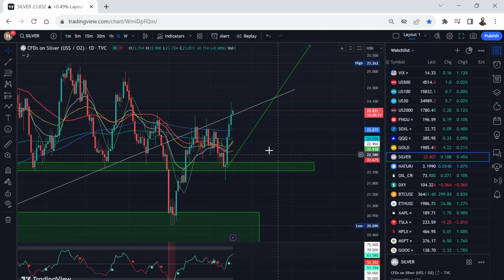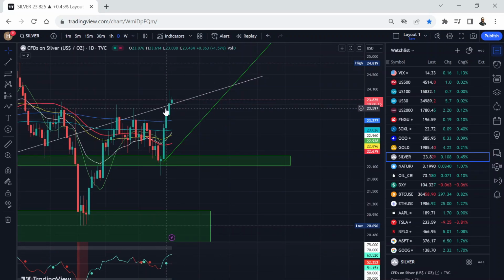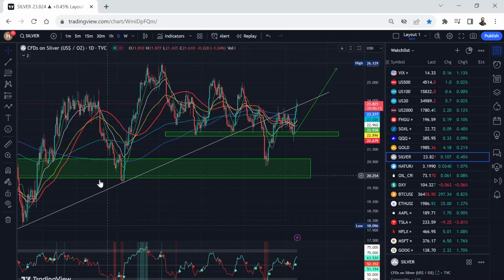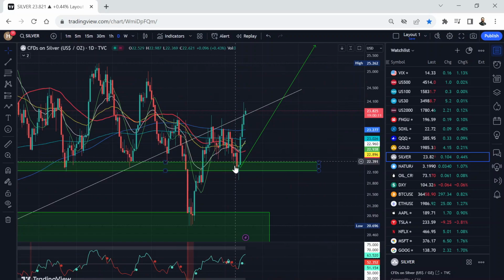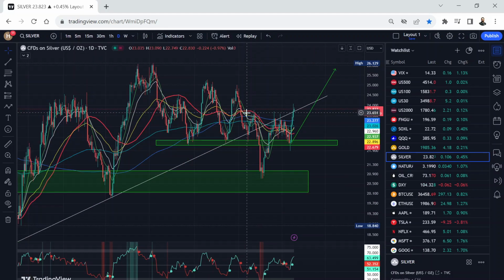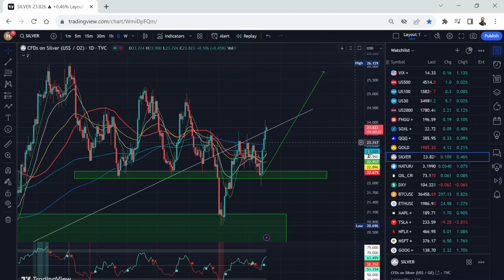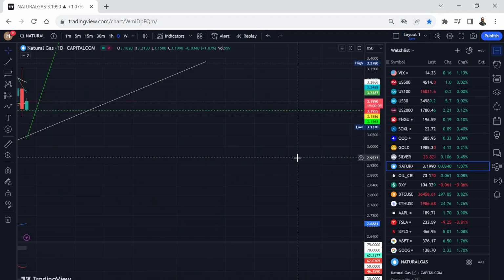Silver was up. Oh, massive upgrade on silver. You can see silver now above this trend line. Very nice news. Above all moving averages, silver is looking really bullish, and I think it's getting ready for new highs as well.